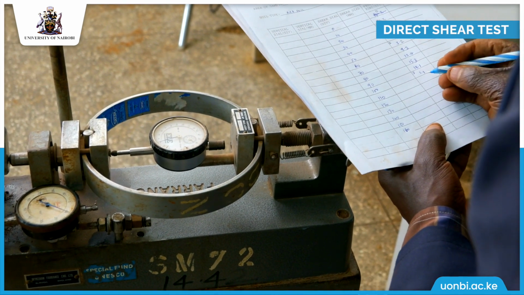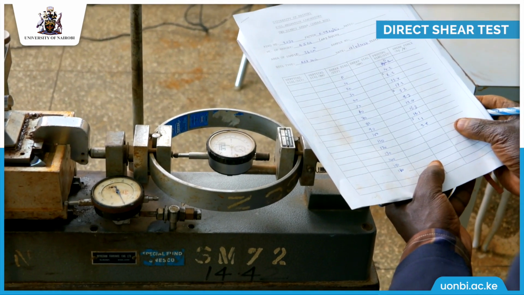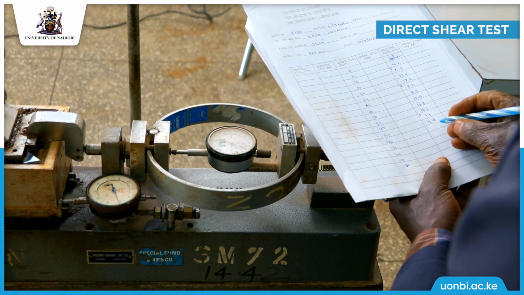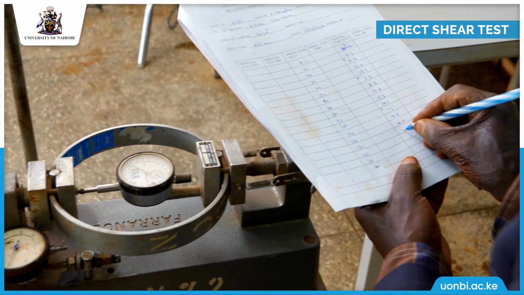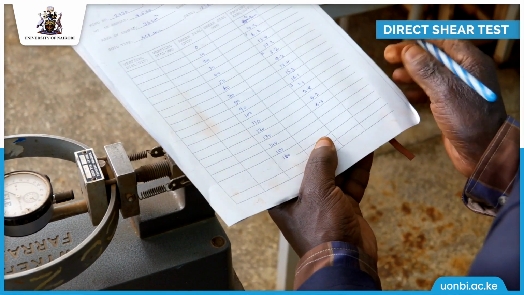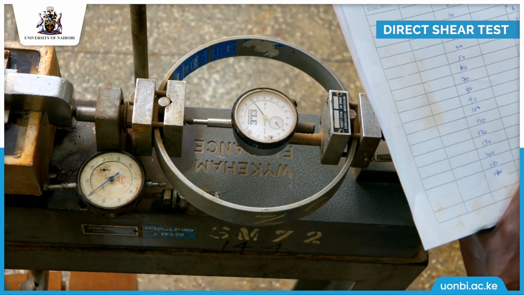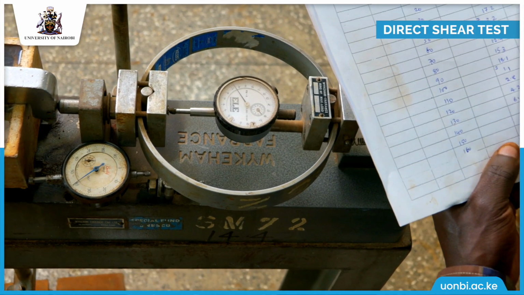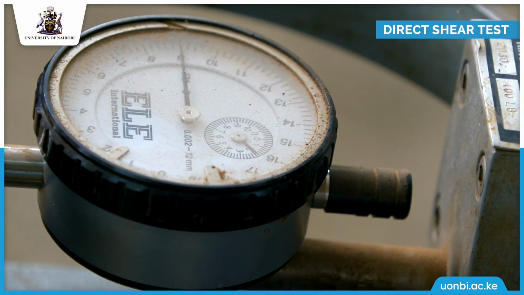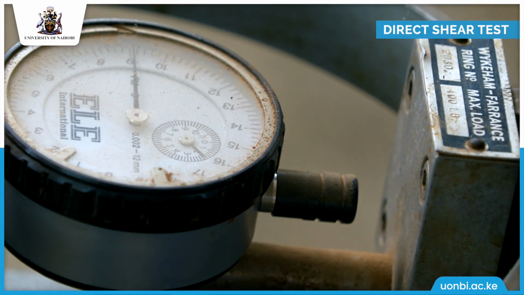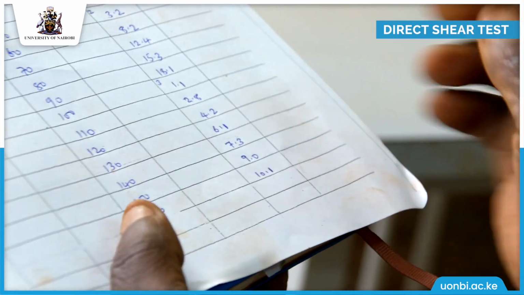At 110 we have 2.8. At 120 we have 4.2. At 130 we have 6.1. At 140 we have 7.3. At 150 we have 9.0. At 160 we have 10.1.